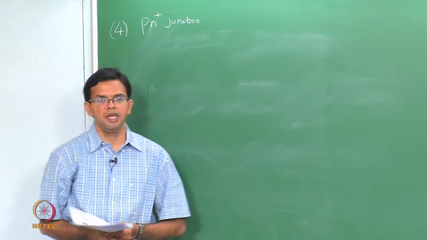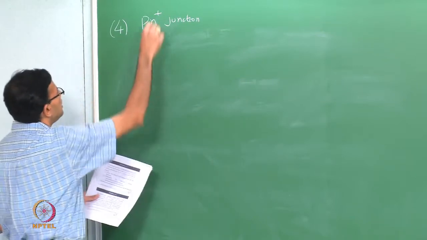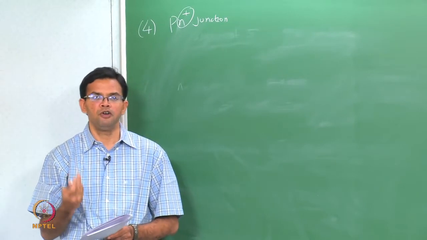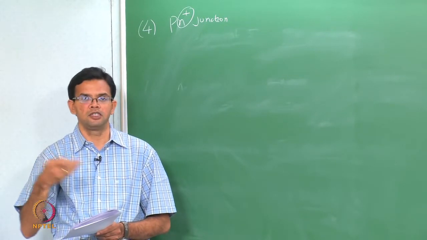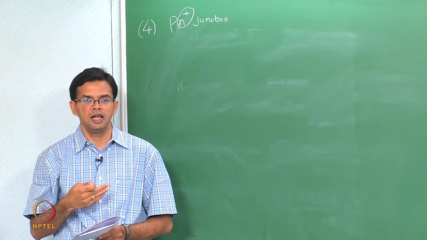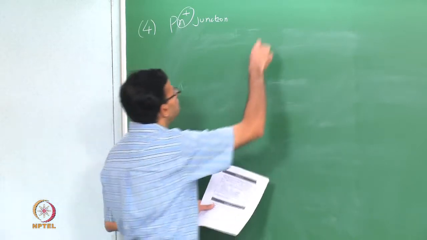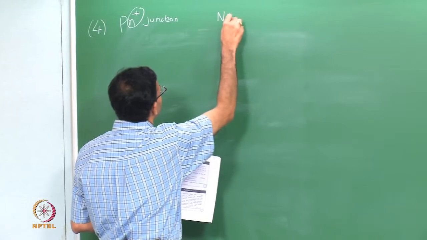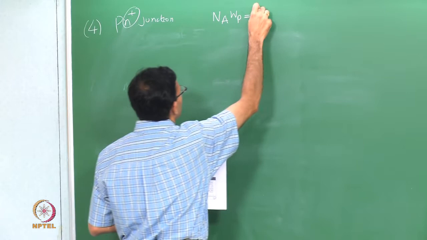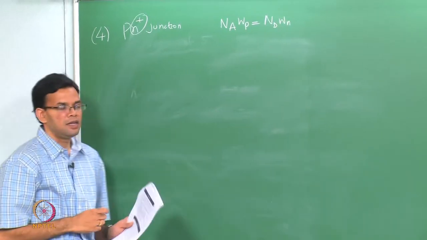So, when we say a p n plus or a n p plus, the plus essentially denotes that this is heavily doped. So, when one of the sides of a p n junction is heavily doped, then the depletion region lies almost entirely on the other side. So, one way to see that is to go back to this equation. So, NA Wp is equal to ND Wn.